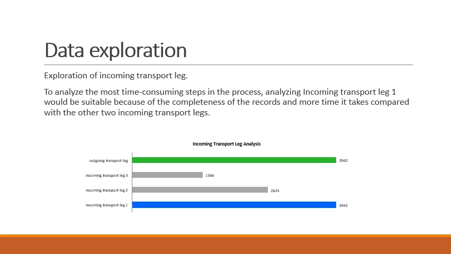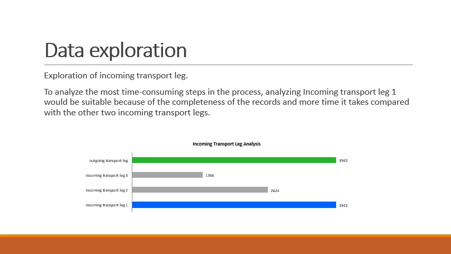Although 3 small shipments from suppliers are consolidated into 1 outgoing transport leg, only incoming transport leg 1 had the same number of records as that of the outgoing transport leg. So it is reasonable to reflect the completeness of the whole process. We analyze incoming transport leg 1 because the record is complete comparing with the outgoing transport leg, and it should take more time comparing with the other two incoming transport legs.